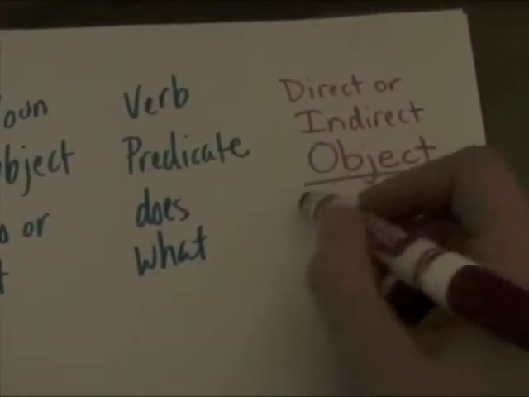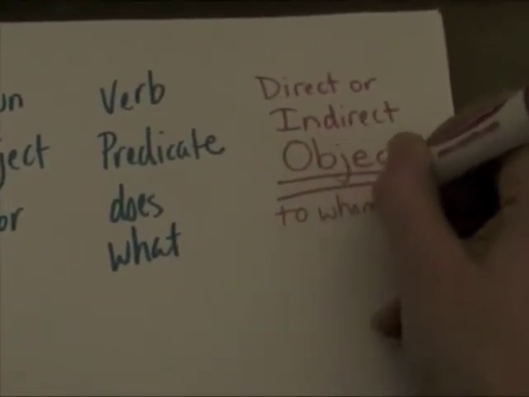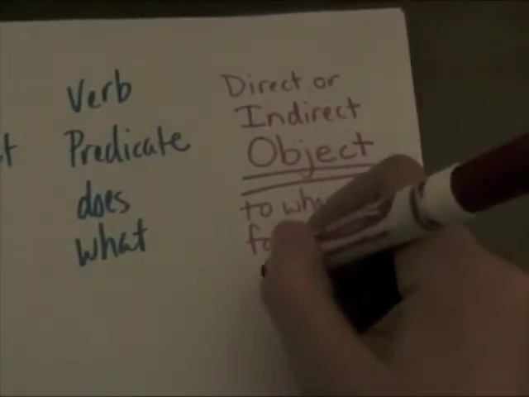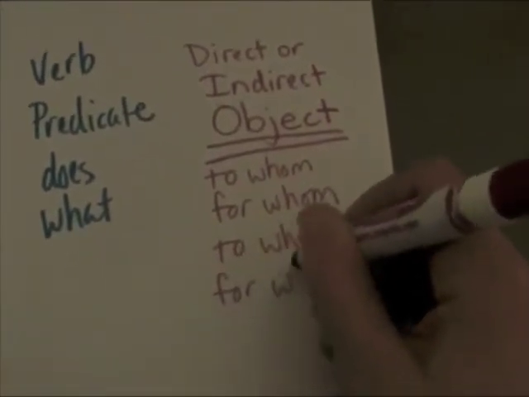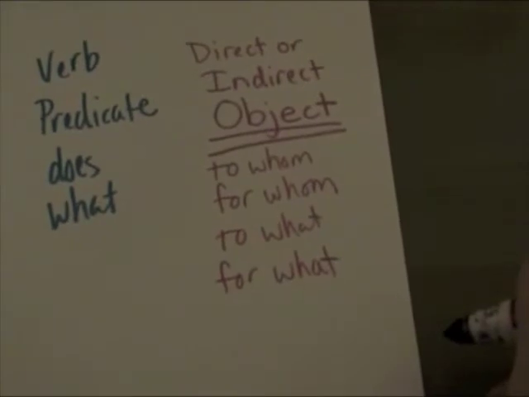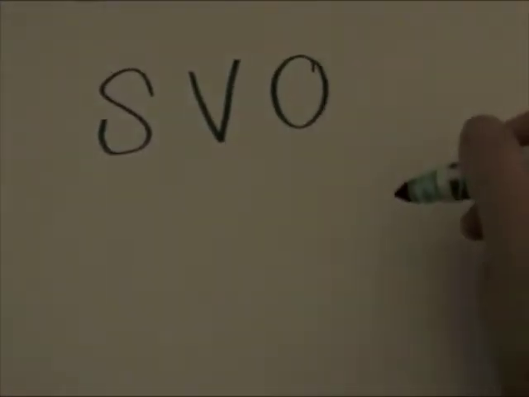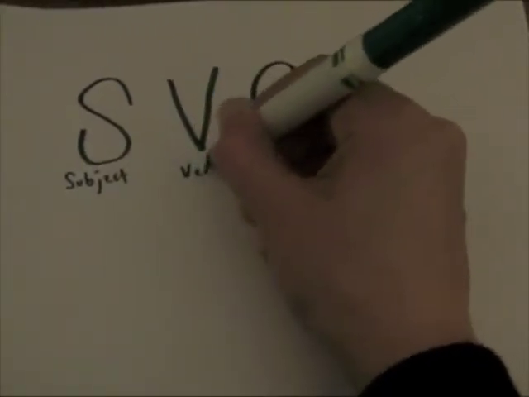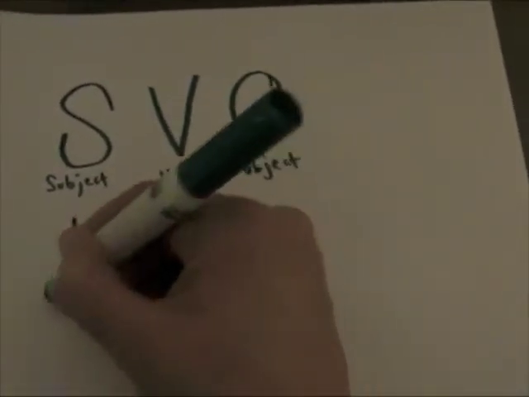There's another part of speech called the direct or indirect object. This would answer to whom or for whom, or to what or for what. It's a part of speech that is often a noun, but you should be familiar with it. So when we're writing a sentence, we almost always follow this order. SVO. This is otherwise known as subject, verb, object. The subject goes first, the verb, then the object.